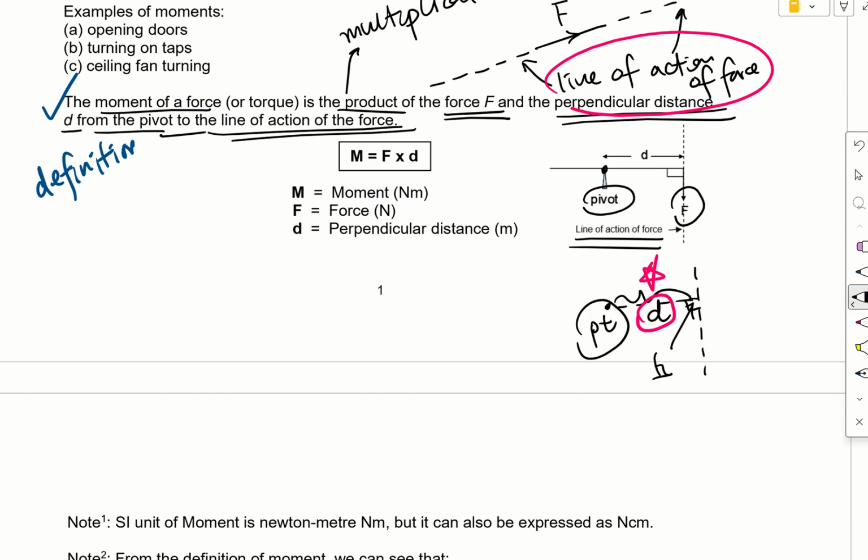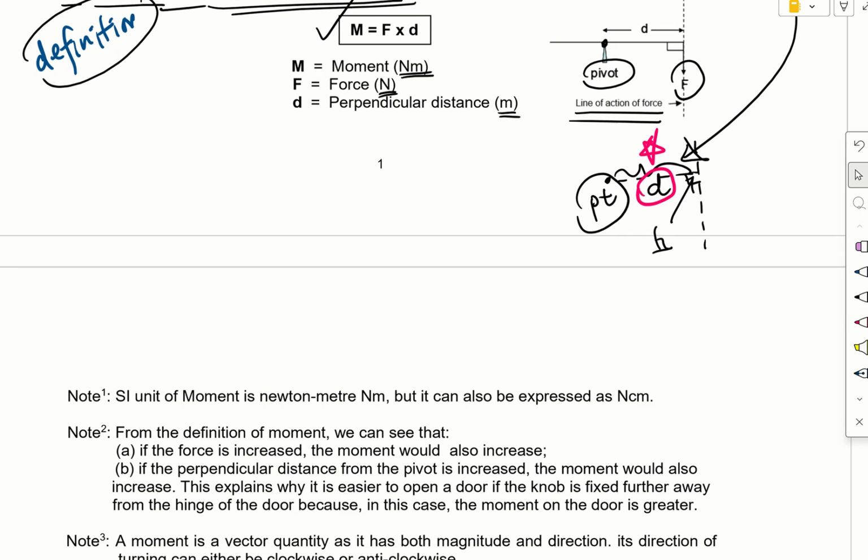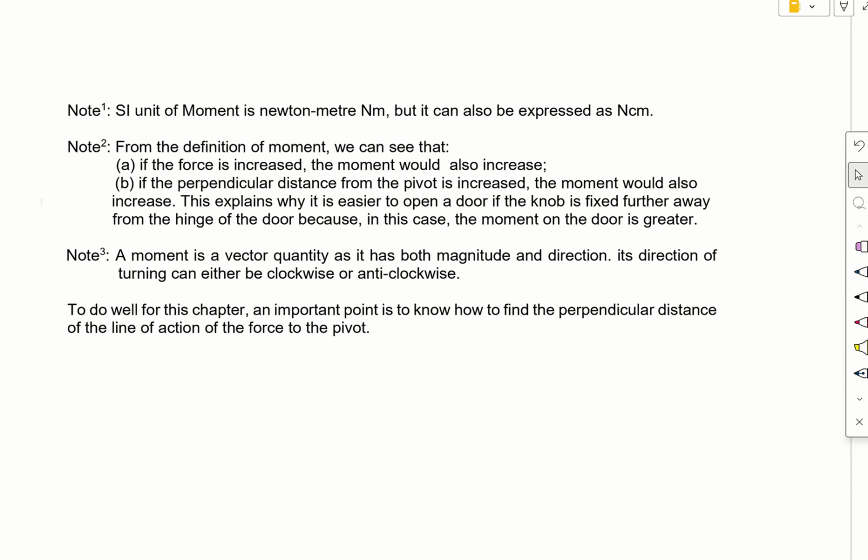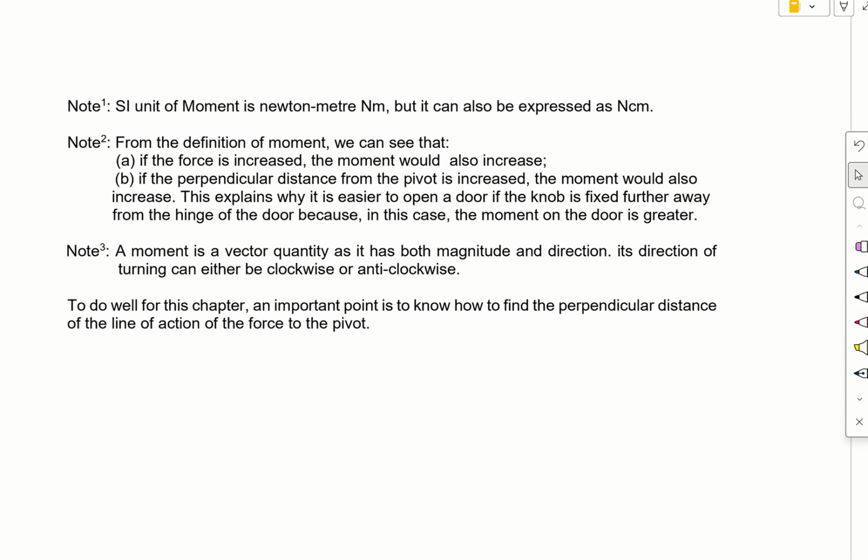The SI unit for force is Newton. The SI unit for distance is meters. The moment will be Newton meter because it's a product. Okay, you need to memorize this formula. You need to memorize the definition, and you definitely need to draw the line of action of the force so that you can find your perpendicular distance. Now take note, the SI unit of moment is Newton meter, but it can also be expressed as Newton cm.